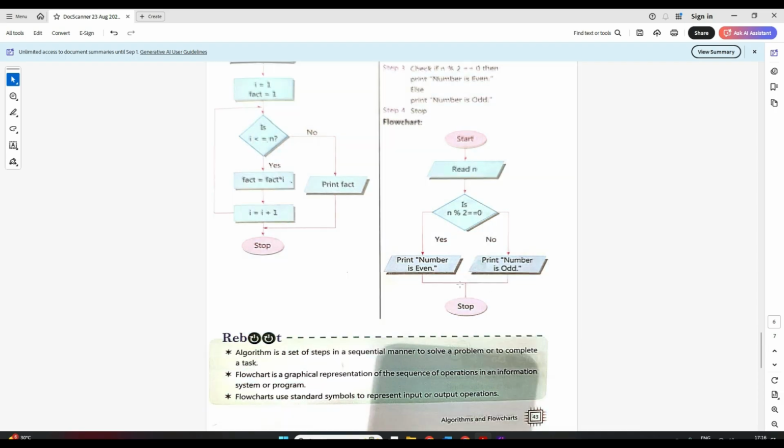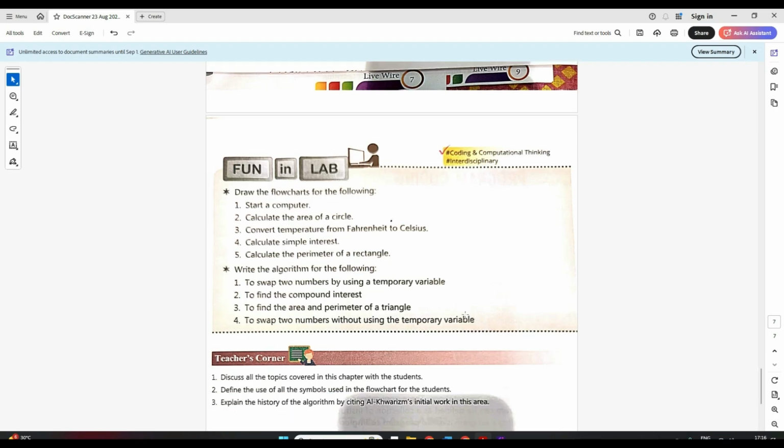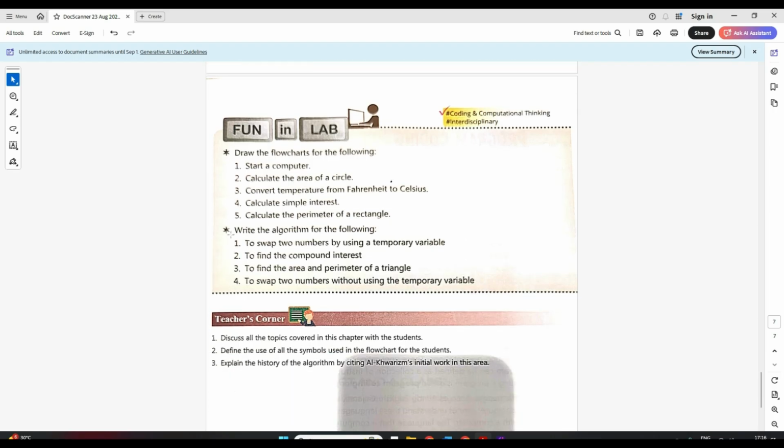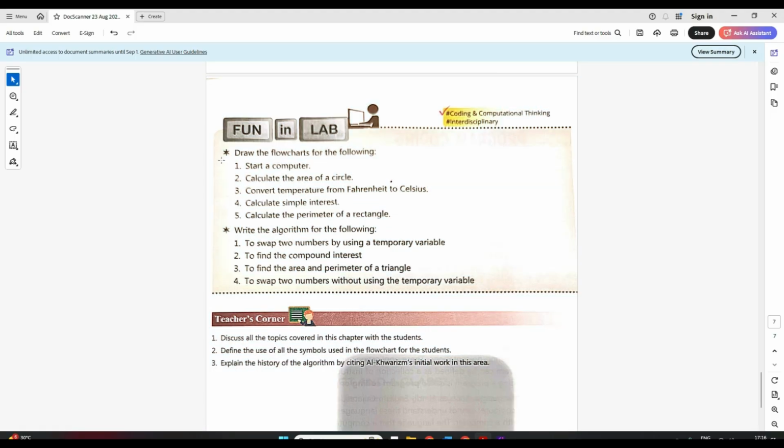Clear? I hope it's clear. Now the entire chapter we have covered. These examples we have already covered when we were doing the algorithms. We can quickly see these examples also. These are very simple examples, right?